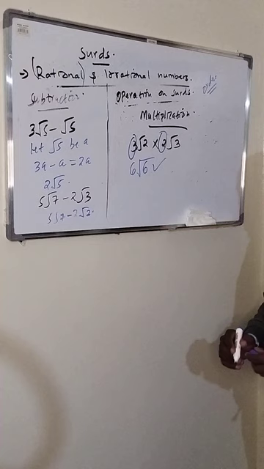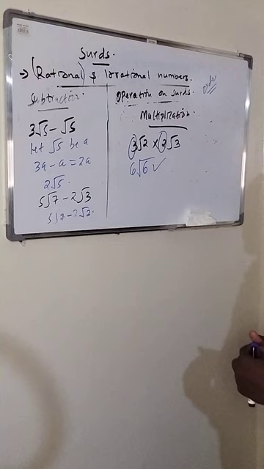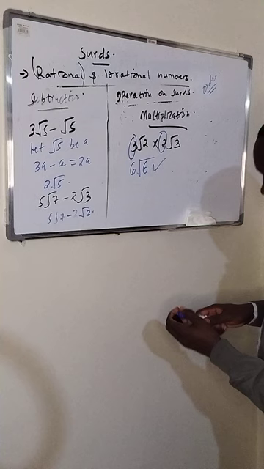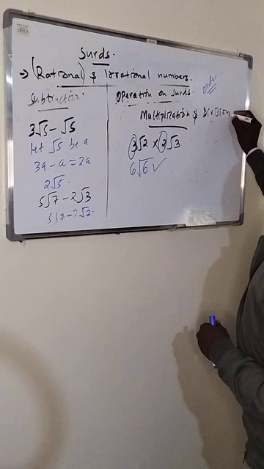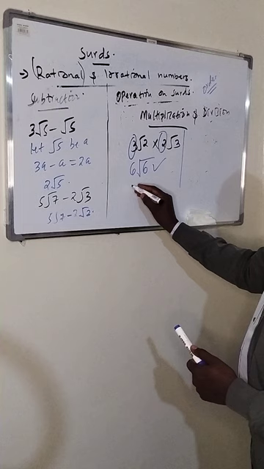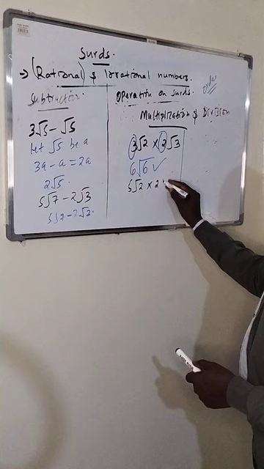That is the answer. So this is a bit different from addition and subtraction, whereby for you to operate them, the numbers under the root sign must be the same. But here, in multiplication and also division, these numbers do not have to be the same. Take another example. You have 5 surd 2 times 2 surd 3.